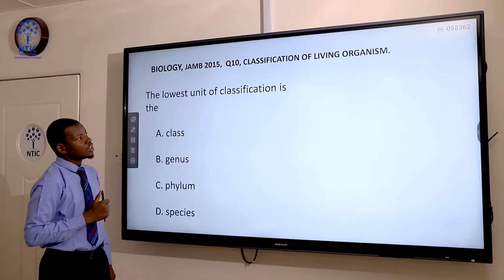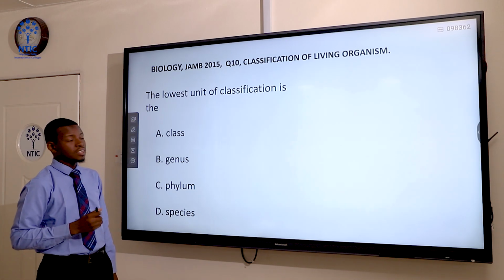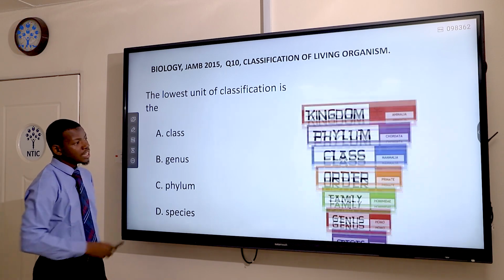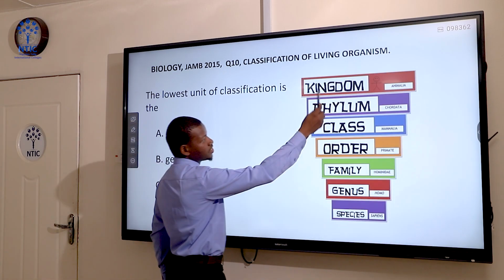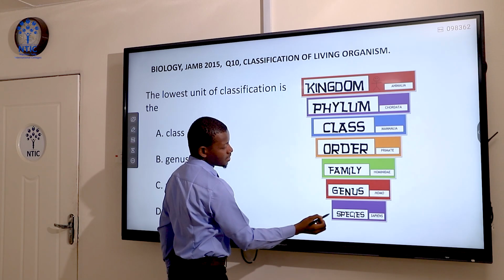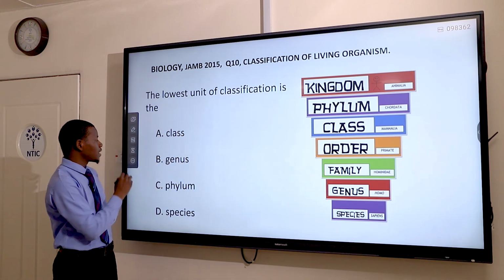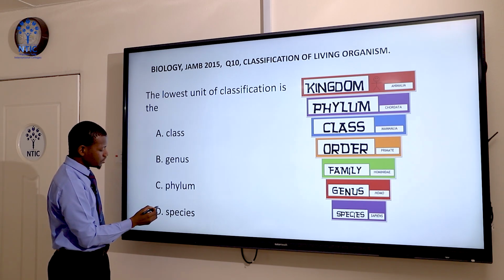Question number 10. The lowest unit of classification is the A. Class, B. Genus, C. Phylum, and D. Species. Now, in the classification system, the kingdom is the highest and the species is the lowest. So here, the lowest unit of classification is species.